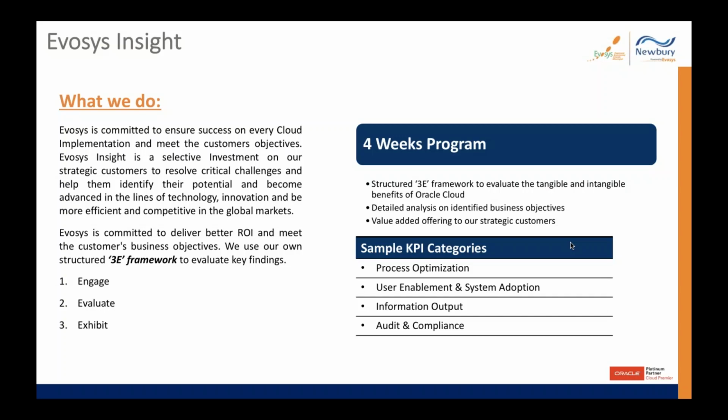And then we put our implementation plan and implementation journey based on the KPIs. Normally we categorize these KPIs around process improvements or process optimization, system adoption, information output, audit and compliance. We also have a measurement tool, and I'm going to show you a glimpse, to measure whether you have achieved the KPI after go live. And I believe that is very, very important.